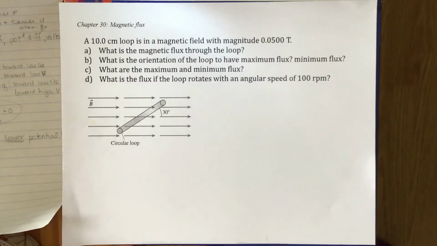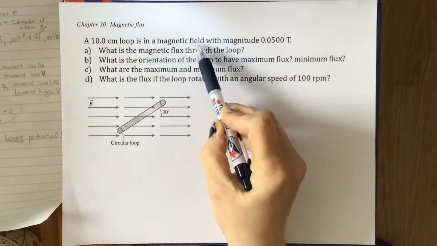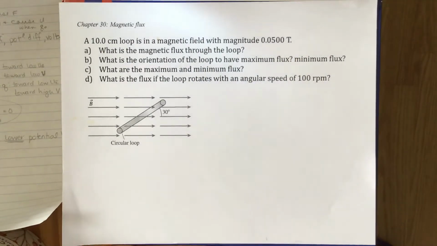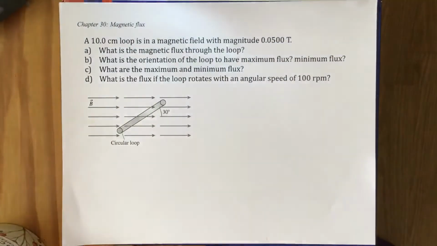In this example, we have a 10 centimeter loop, and it says here it's a circular loop. It's in a magnetic field with a magnitude of 0.05 teslas. Then we're going to ask some questions. What is the magnetic flux through the loop?